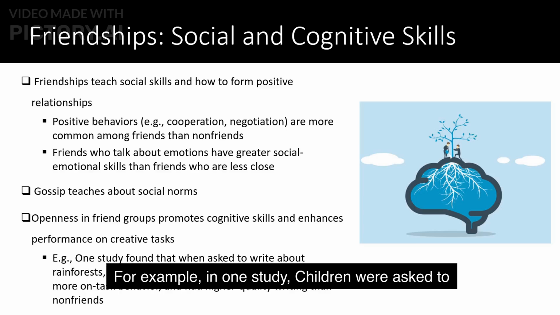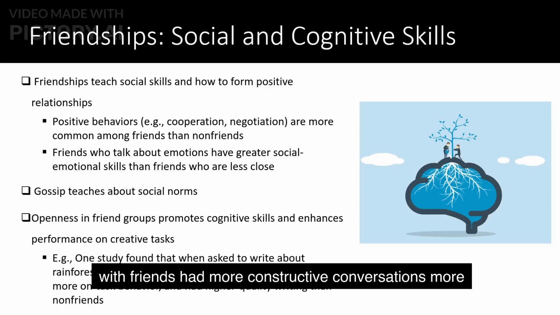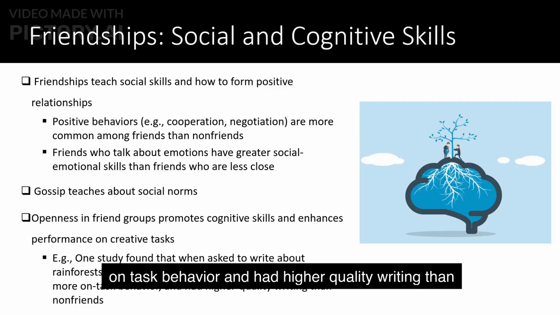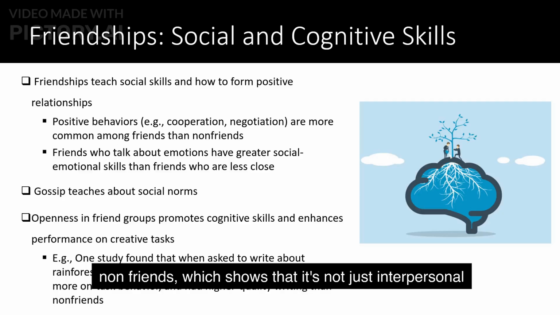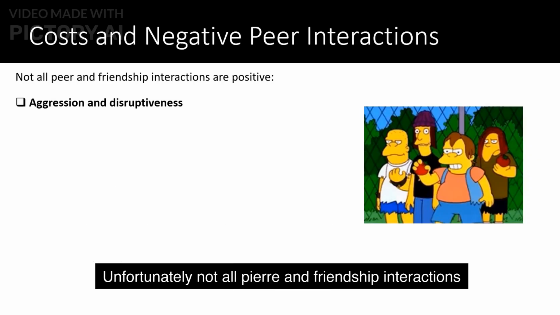For example, in one study, children were asked to write about rainforests and were either placed in a group with friends or with non-friends. And the group with friends had more constructive conversations, more on-task behavior, and had higher quality writing than non-friends, which shows that it's not just interpersonal skills that students gain, but cognitive skills as well.